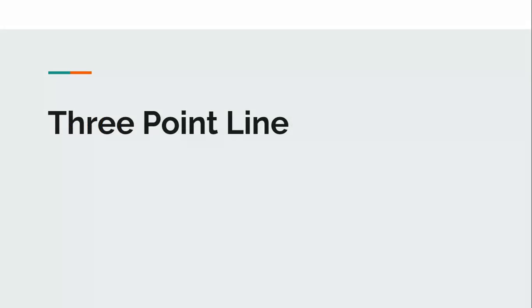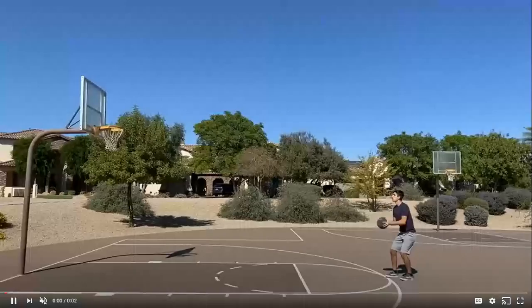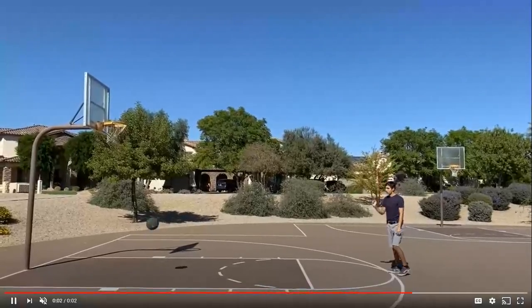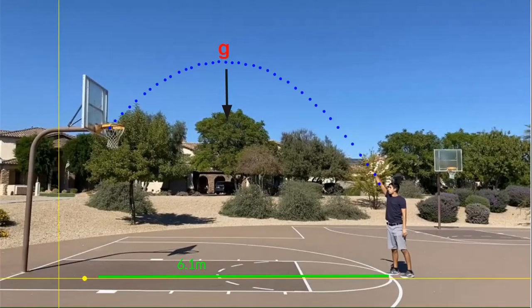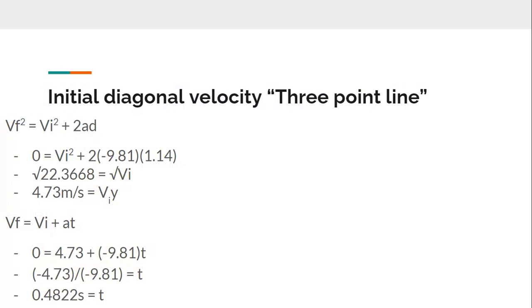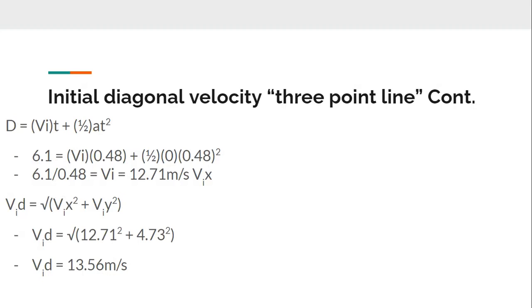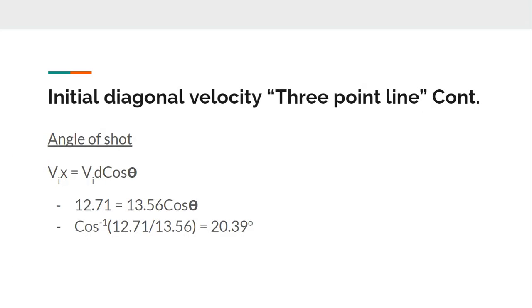For the second part of the experiment, a shot was taken from the three-point line. The distance for the shot increased to 6.1 meters. For part 2 of the experiment, the same kinematic equations were used to determine the x velocity and the y velocity. With the new distance, the initial diagonal velocity was calculated to be 13.56 meters per second, and the angle of the shot was 20.39 degrees.